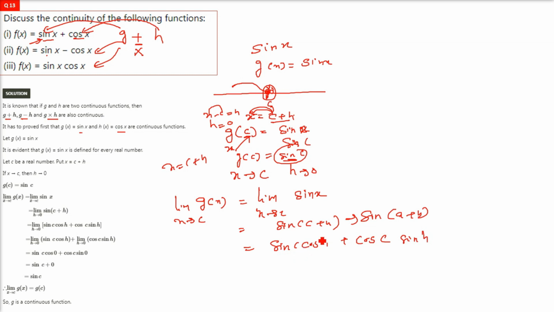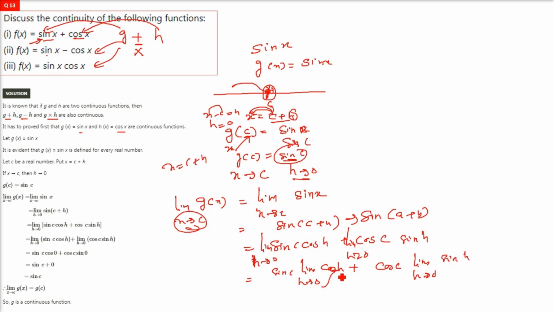Now the limit is already there, and this limit is x tends to c, but when x tends to c, h tends to 0. So on both sides we will apply h tends to 0. Now this is sin c cos h. So sin c is constant, take it outside: limit h tends to 0 of cos h, plus cos c, I am taking constant, then limit h tends to 0 of sin h. Now cos 0 is 1, so sin c into 1 is sin c. Sin 0 is 0, so this whole term will be 0. So you get sin c.